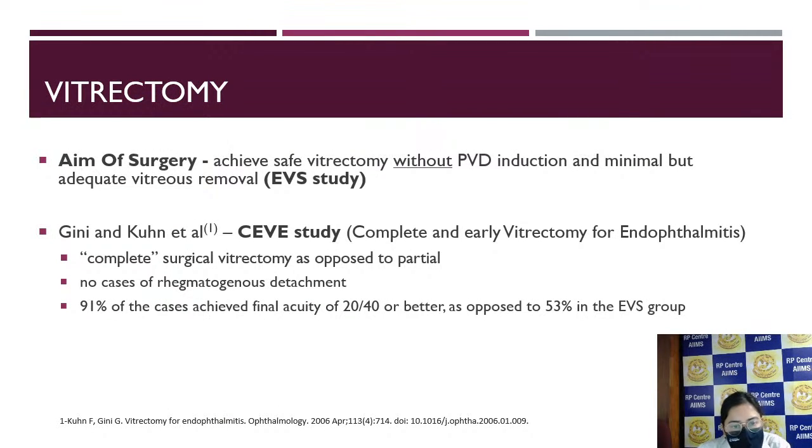Coming on to vitrectomy, there are two schools of thought. The EVS school of thought says that we have to achieve safe vitrectomy without PVD induction and minimal but adequate vitreous removal. There was a recent study by Guinea and Kuhn et al., the CEVE study, which showed complete and early vitrectomy for endophthalmitis. There were no cases of rhegmatogenous retinal detachment in these patients, and 91% of the cases achieved final acuity of 20/40 or better, as opposed to 53% in EVS. But we follow the EVS school of thought because the retina is still necrotic and inflamed, and it's very easy to cause any retinal tear and further complication.